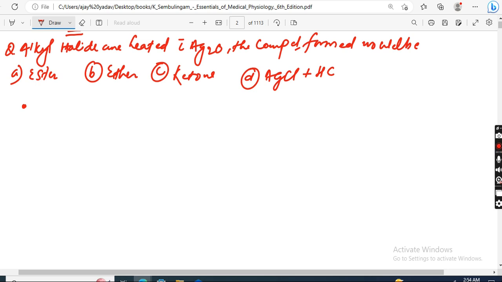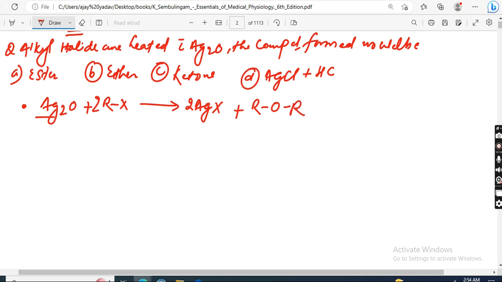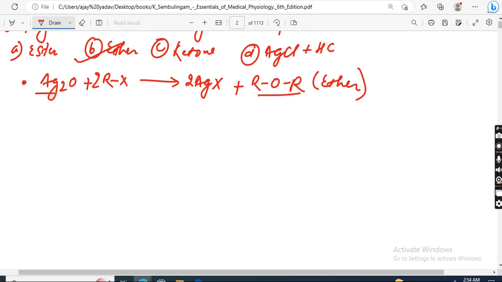So suppose Ag2O is reacted with RX. Take 2 moles of RX, so this will form 2 AgX plus, and this O will be here, so this will be ROR. This is actually your ether.